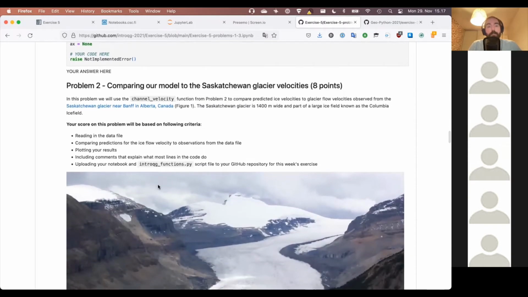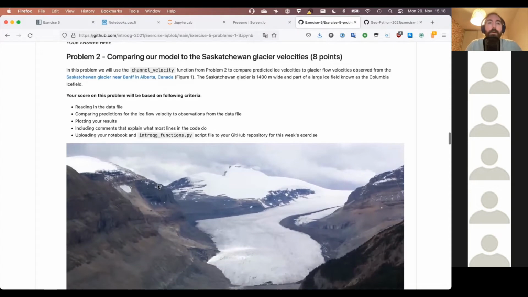or problem 1, rather. Problem number 2 is to compare our velocities to observations from the Saskatchewan Glacier, in western Canada in Alberta, near Banff National Park, which if you haven't Googled Banff National Park to have a look, you should do that. There's some really beautiful scenery there, wonderful bright blue lakes filled with very fine glacial sediment that are really spectacular looking. Very nice landscape in general.